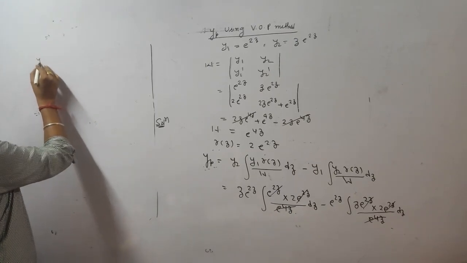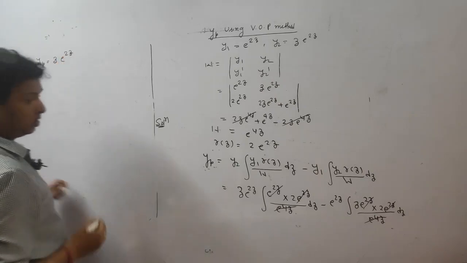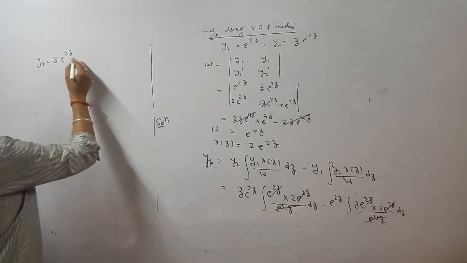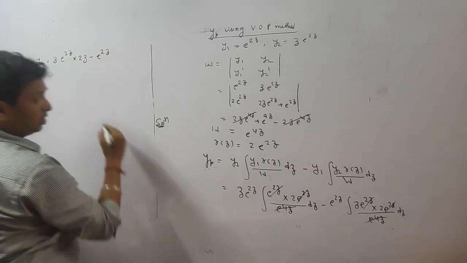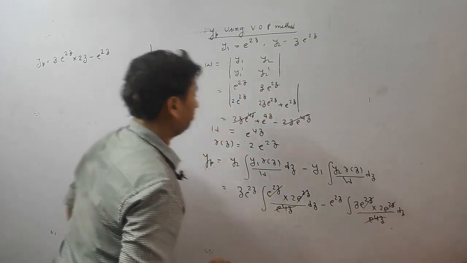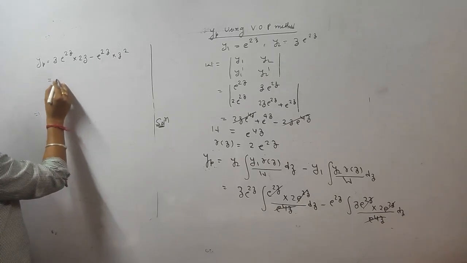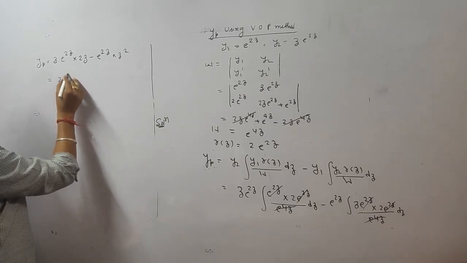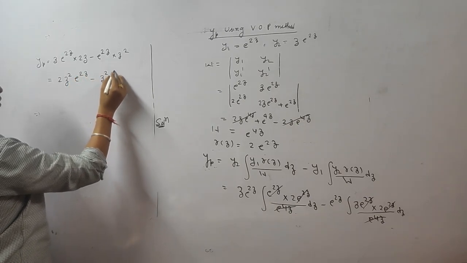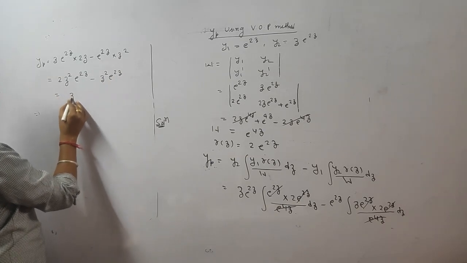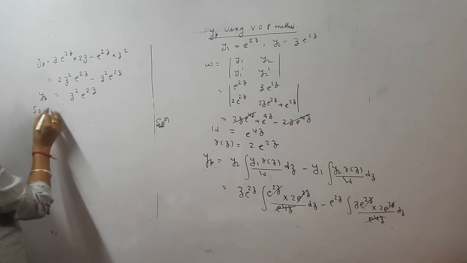We have Yp z e to the power 2z. What is inside? 2. So its value is 2z minus e to the power 2z cancel 2z means z square. So 2z square e to the power 2z minus z square e to the power 2z. What is the value? Z square e to the power 2z. This is your Yp.